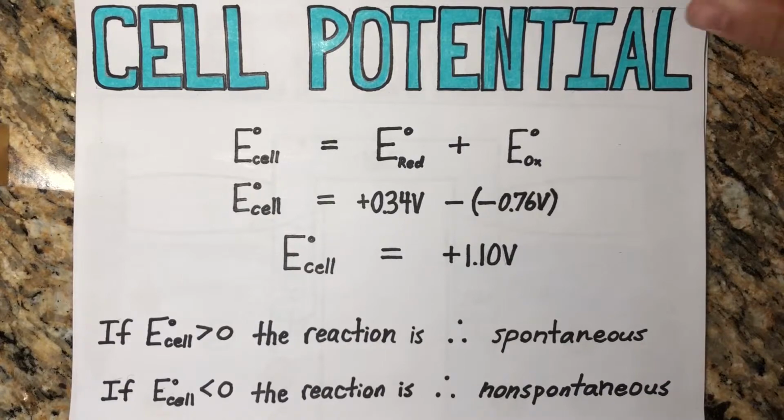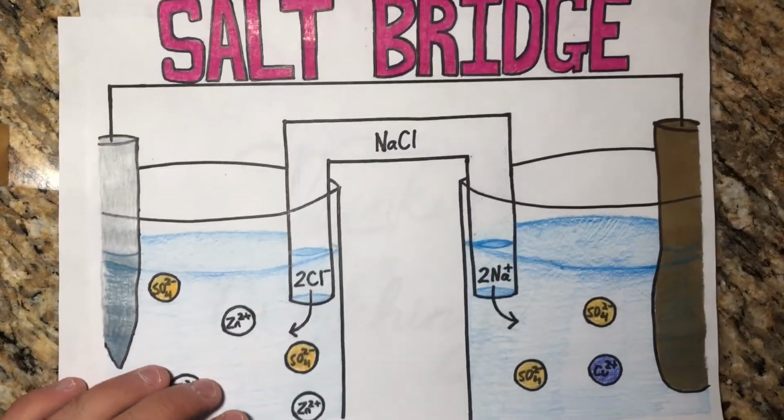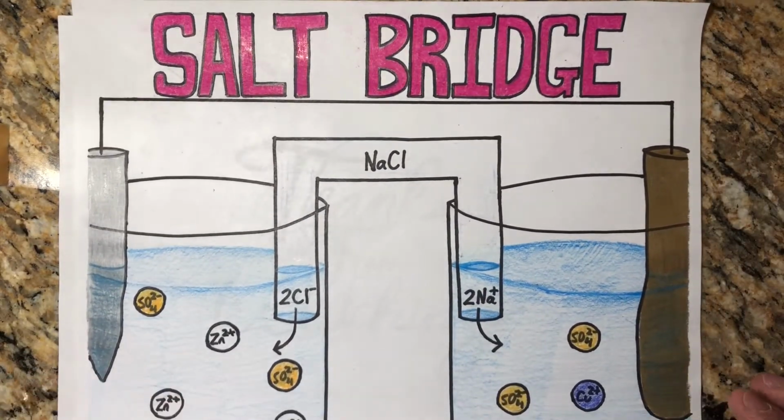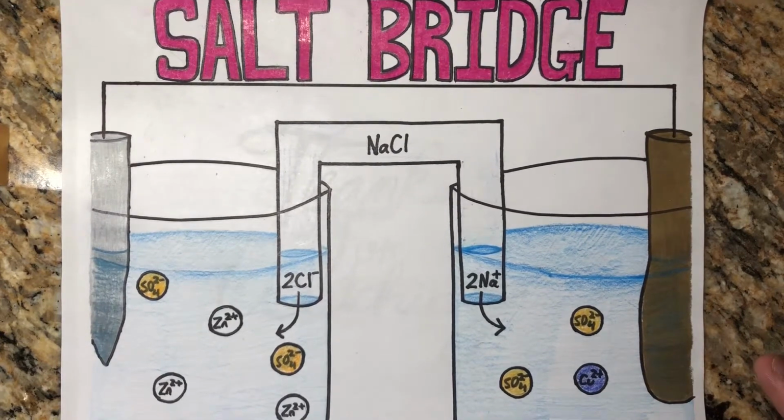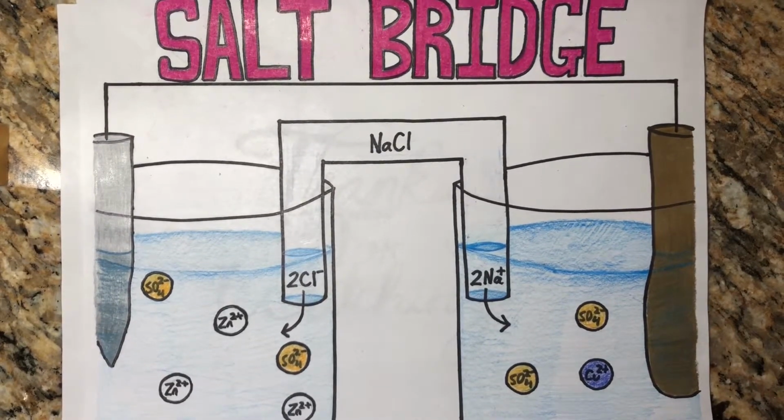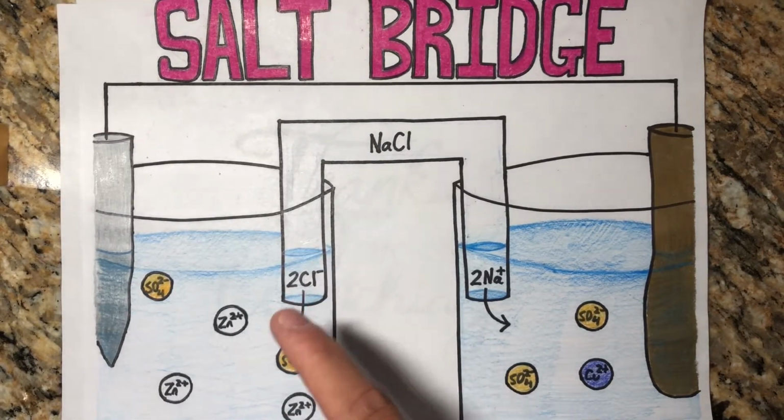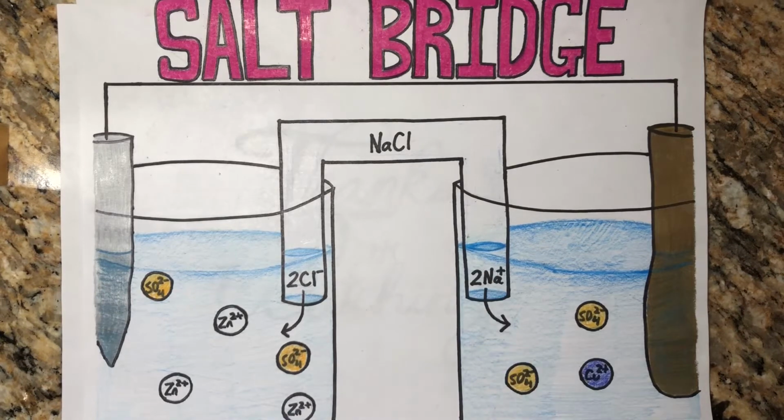Now you may have noticed an odd-looking U-shaped object on slide 1. That was a salt bridge. In order for the galvanic cell to run, it must have a salt bridge to balance out charge. As the galvanic cell runs, the anode solution will become increasingly positive. See how the anode solution became more positive because there are more zinc 2 plus ions than sulfate ions? And the cathode solution will become increasingly negative. See how there are more sulfate ions than copper 2 plus ions? The salt bridge helps counteract this process by allowing negative ions to move into the anode solution and positive ions to move into the cathode solution.